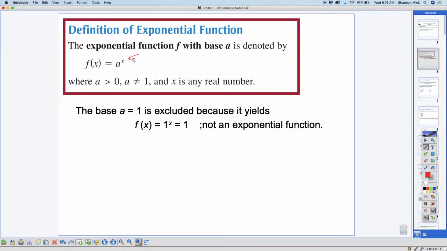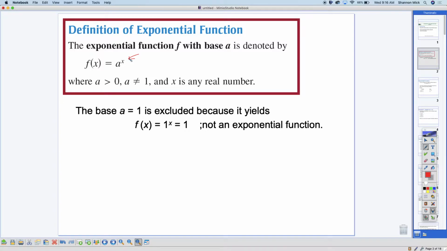A is greater than 0, obviously, because if it was 0, the number would be 0. And A is also not 1. 1 is not an exponential function. Can anybody think why? Because 1 to any power is 1. Exponential growth, as I square a number, cube a number, it's increasing quickly, yes? And so 1 doesn't increase at all. 1 is a constant function. It is not an exponential function.